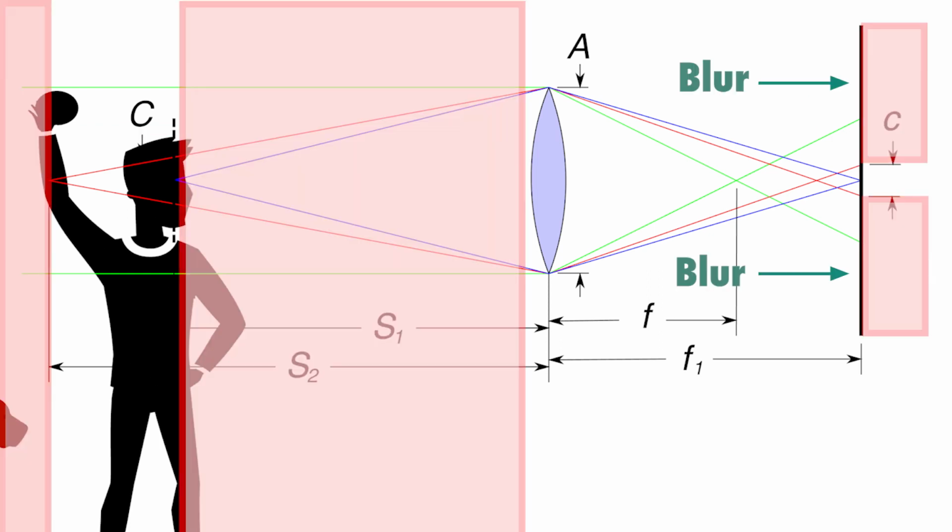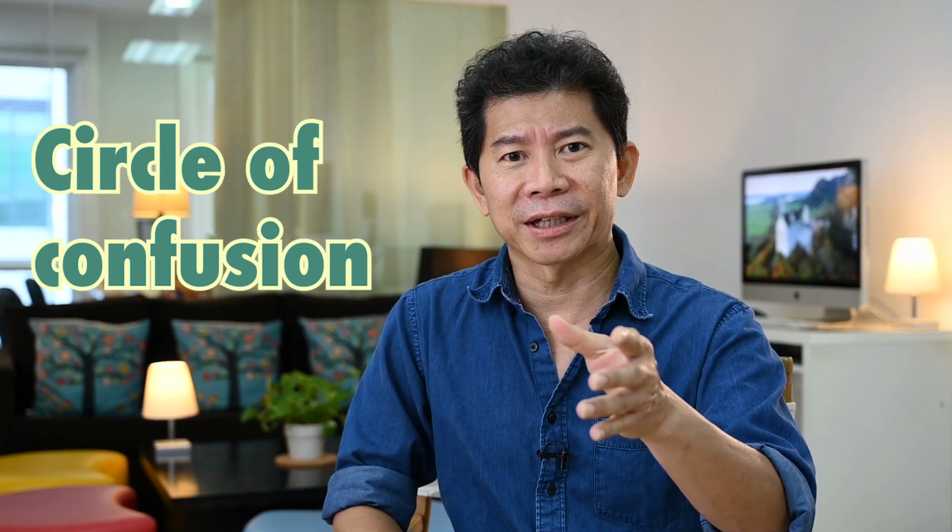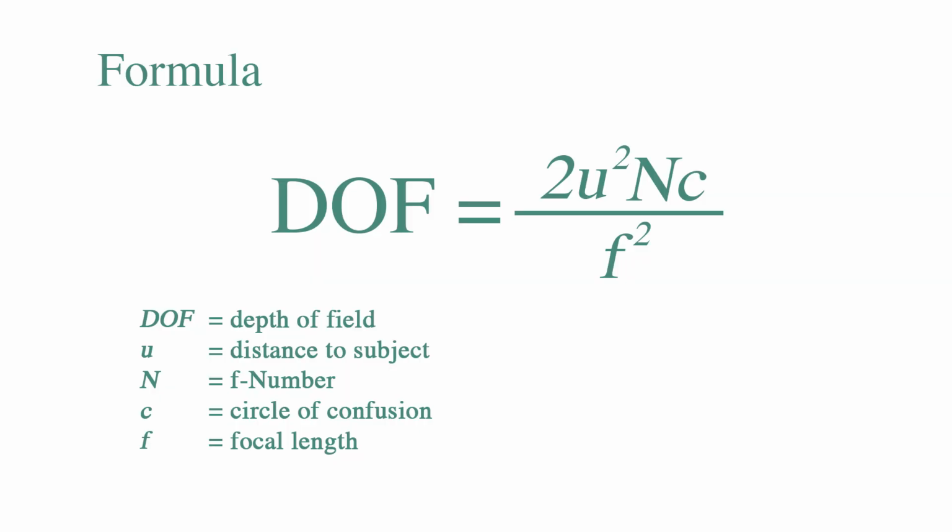But this area here, this is blurry. In fact, blurry and sharp is relative. And that's why camera scientists and engineers call this the circle of confusion. I know this is confusing, but you need to now look at the depth of field formula. This is how it looks like. I don't expect you to remember this, but just understand that it depends on four parameters.